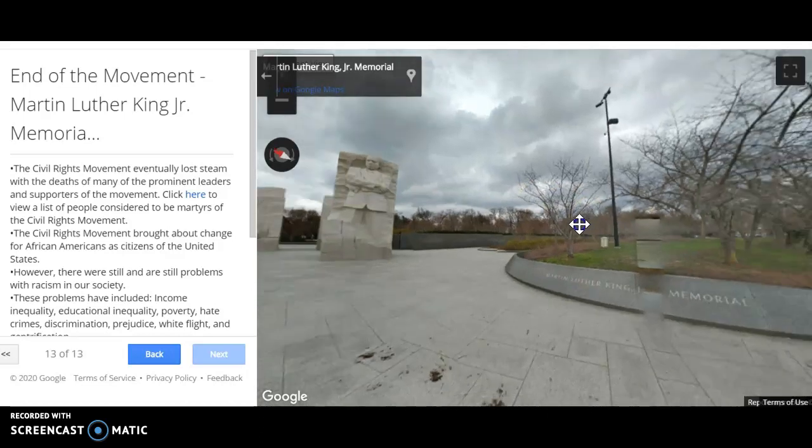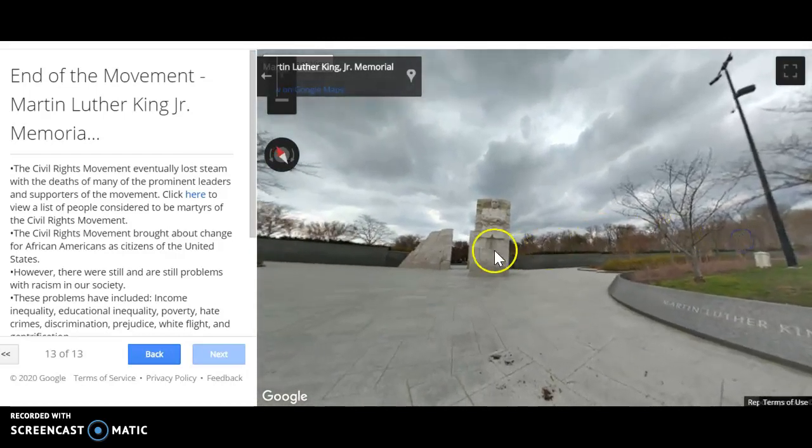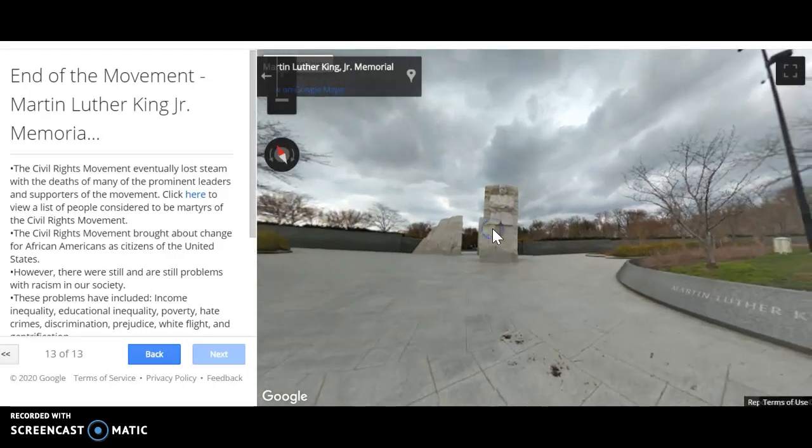So even though laws have changed, hearts are still in the process of changing. And so we're here at this memorial where we see that happening here. And so that's where we are at the end of the Civil Rights Movement, 1968.